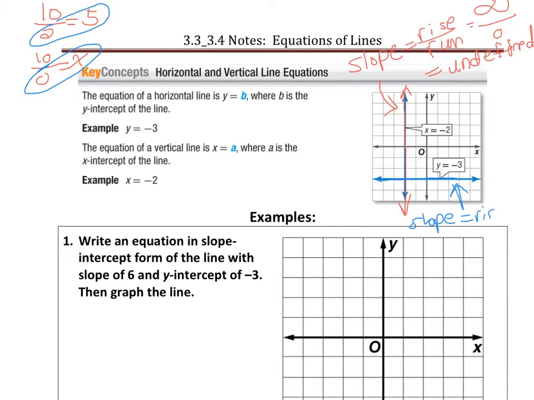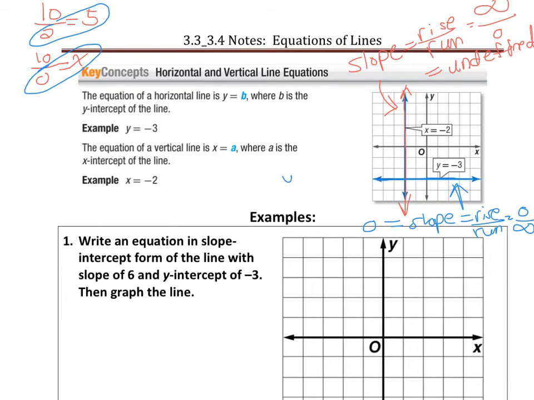has a rise of 0. There's no rise to it. It's a flat line, and the run is infinite. Well, 0 divided by anything is 0. So in this case, a horizontal line has a slope of 0. Now, how do we describe those lines with these strange slopes? Well, in this case, a horizontal line is easier to see.